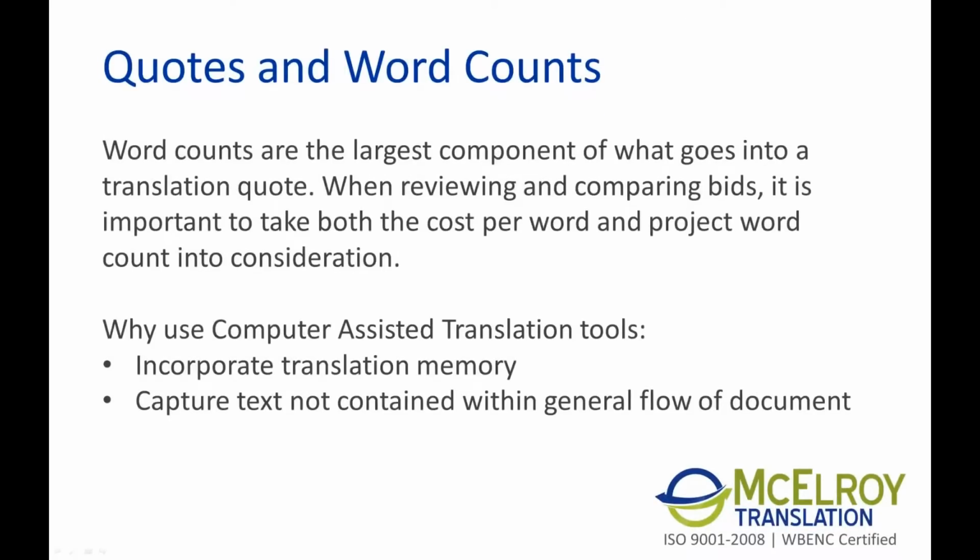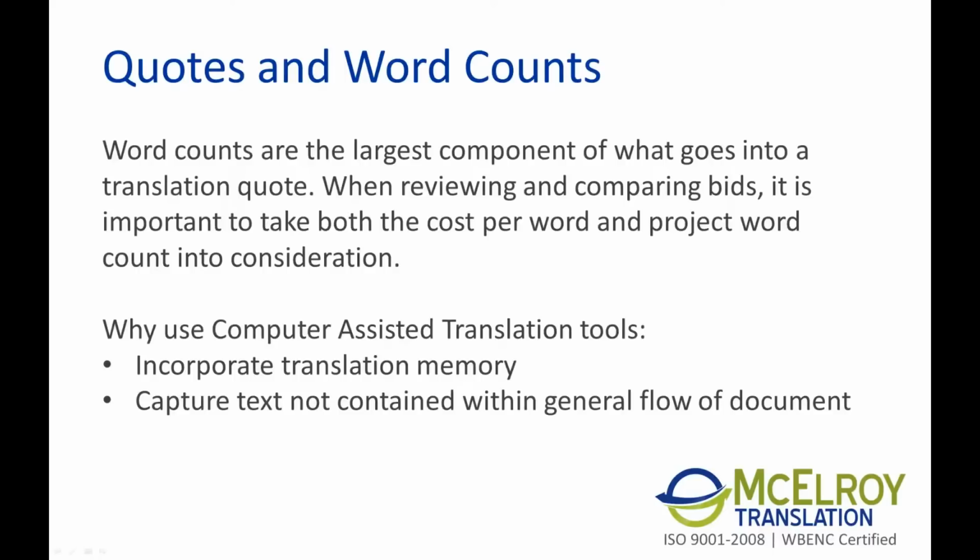Word counts are the largest component of what goes into a translation quote, so make sure when you're reviewing and comparing bids that you take into consideration what the agency has quoted as your word count as well as the cost per word. Most agencies are going to analyze using computer-assisted translation tools. We call them CAT tools. There are two reasons for this. First of all, you can incorporate translation memory. So if you have past memories or a lot of repetition within a document, that will be taken into consideration. And by using translation memory, it will increase the consistency from past projects and throughout that project, as well as decrease cost over time.